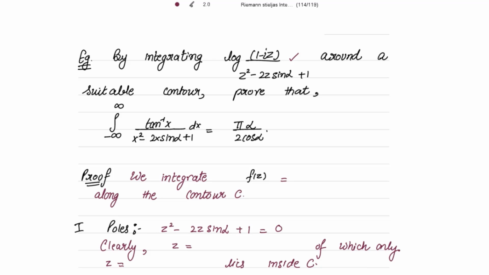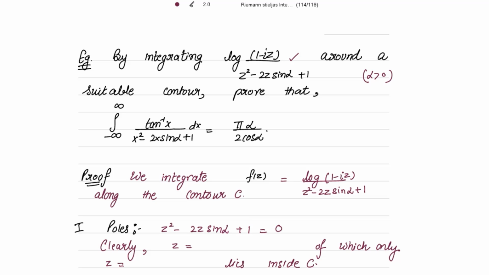So just the same as what we have done in the previous questions. The difference is that where we guessed the function in terms of z, here this function is already given to us in the example. So we integrate f of z, and what is f of z given to us? Yes, it is log of 1 minus iota z over z square minus 2z sine of alpha plus 1, where alpha is strictly positive, along the contour C.